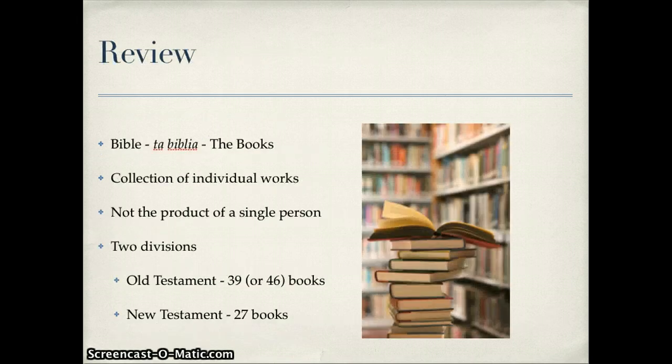The word Bible comes from the Greek word ta biblia, which means the books. So we're not talking about one single book. We're talking about a collection of books that were written not by one person, but by a number of different people. And remember that the Christian Bible contains two divisions. The Old Testament, which contains 39 or 46 books, if you include the Apocrypha, and the New Testament contains 27 books.